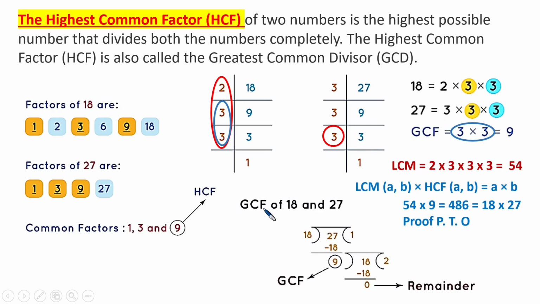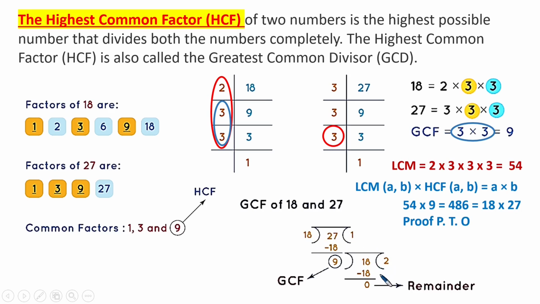And what is the greatest common factor of 18 and 27? You can do it by the division method. We will come to it also. That is 18 and 27. 18 goes one time into 27, so you subtract, you get 9. Then again you bring this. This is your dividend, this is the divisor, this is the quotient. So you bring the divisor here.